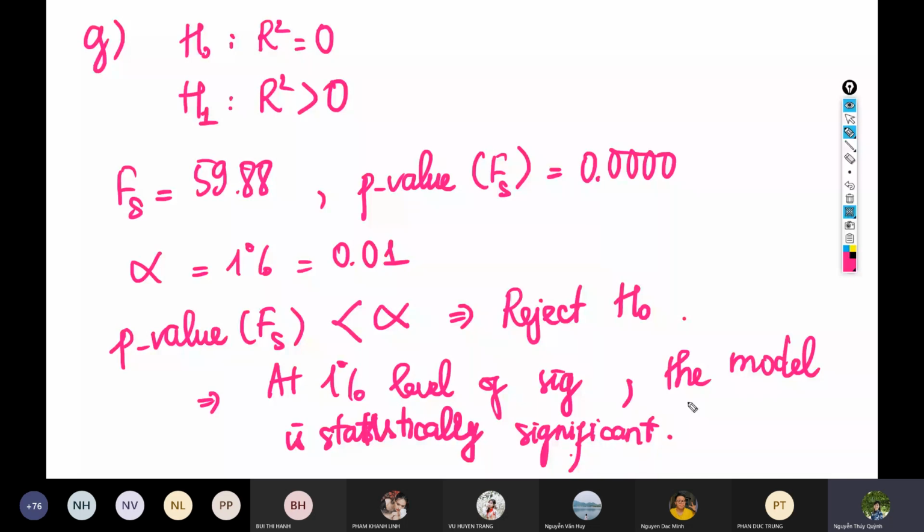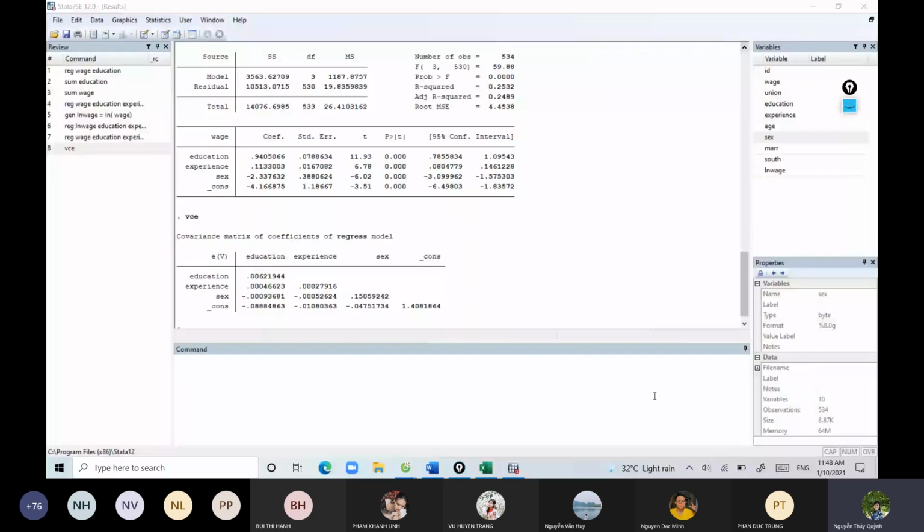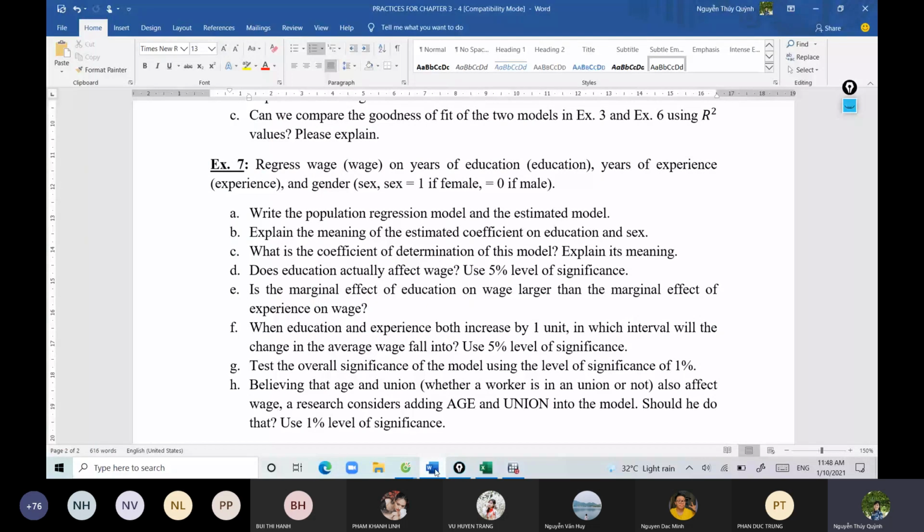And finally, for question F, believing that age and union also affect wage, the researcher considers adding age and union into the model. Should he do that at 1% level of significance? Now we want to test the joint significance, the joint effect of age and union on wage, to see whether age and union have a joint significance on wage.